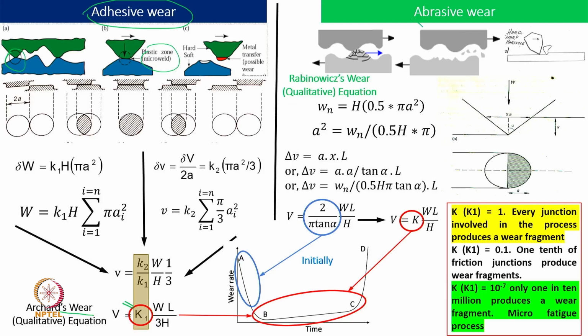Coming to abrasive wear, it can be a two-asperity contact, or a three-body abrasion also, both possibilities are there, and Rabinowicz's equation was derived in this lecture. In this case, we understood the wear volume can be calculated by this equation. Again there is W, the applied load, L is the sliding distance, H is the hardness of the softer surface. Again this K is a probabilistic factor, the probability of wear debris generation.